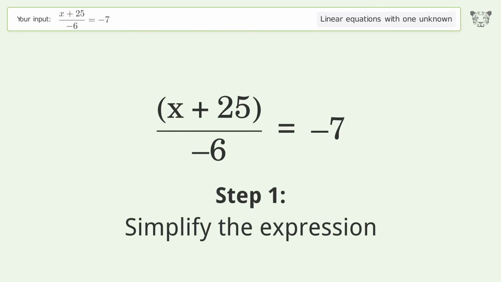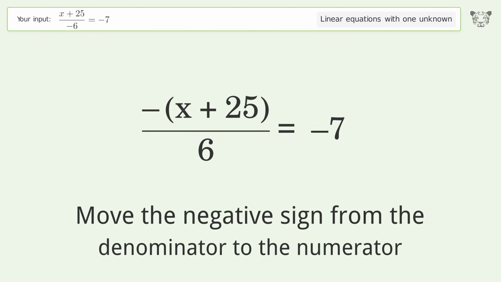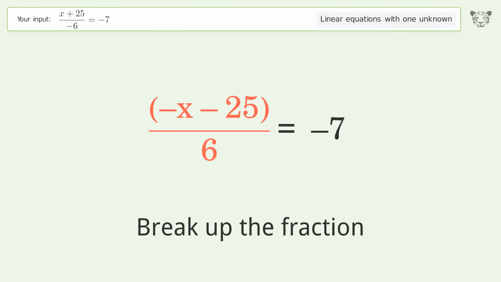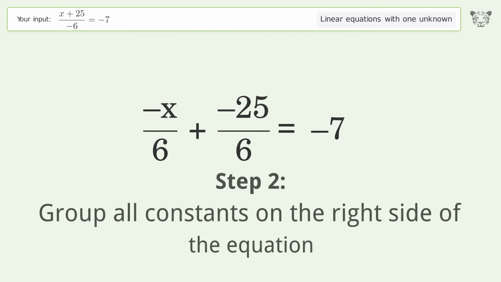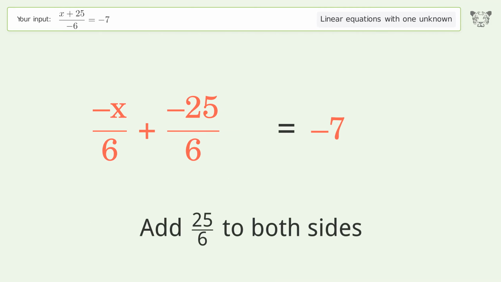Simplify the expression. Move the negative sign from the denominator to the numerator. Expand the parentheses. Break up the fraction. Group all constants on the right side of the equation. Add 25/6 to both sides.